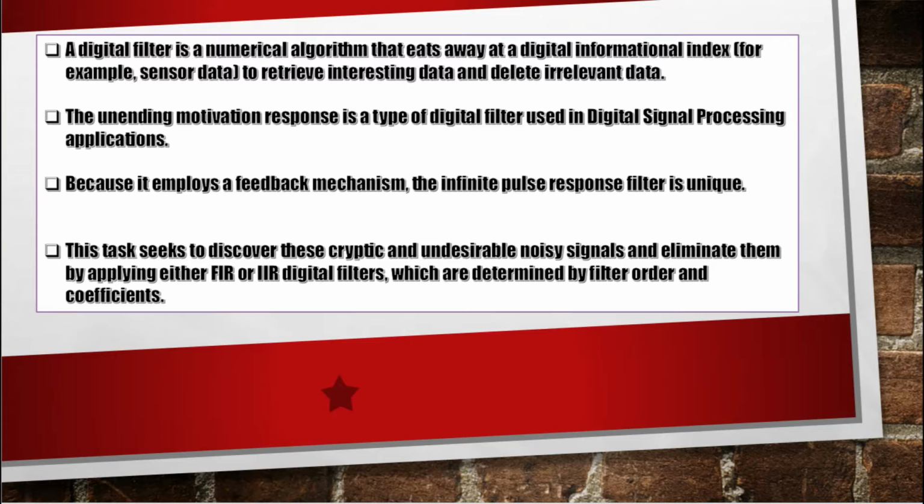For the intro, a digital filter is a numerical algorithm that processes digital informational index, for example sensor data, to retrieve interesting data and delete irrelevant data. Digital filters are divided into two types, which is infinite impulse response, which is IIR, and secondly finite impulse response, FIR. The finite impulse response is a type of digital filter used in digital signal processing applications. A filter's function is to allow some types of signal to pass while preventing others from doing so.